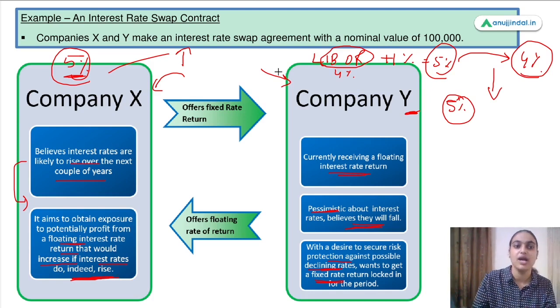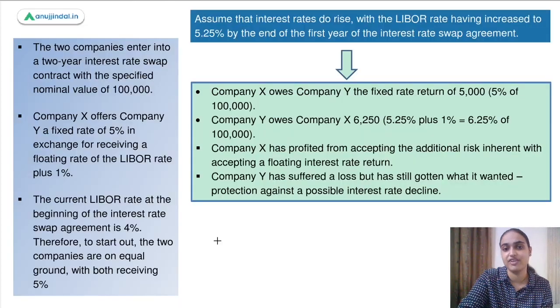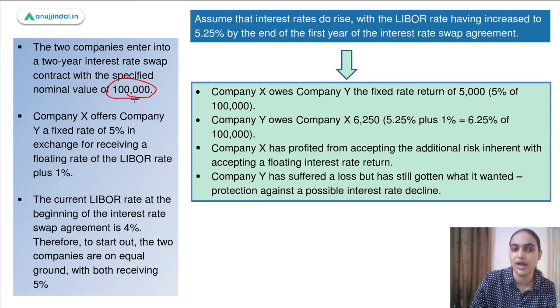interest rate risk. So company X will offer company Y a fixed return and company Y will offer company X a floating rate of return. This way they can hedge their interest rate risks. So two companies enter into a contract worth 1 lakh, as I have already told you. Company X is offering company Y a fixed rate of 5% and company Y in exchange is offering LIBOR plus 1%.